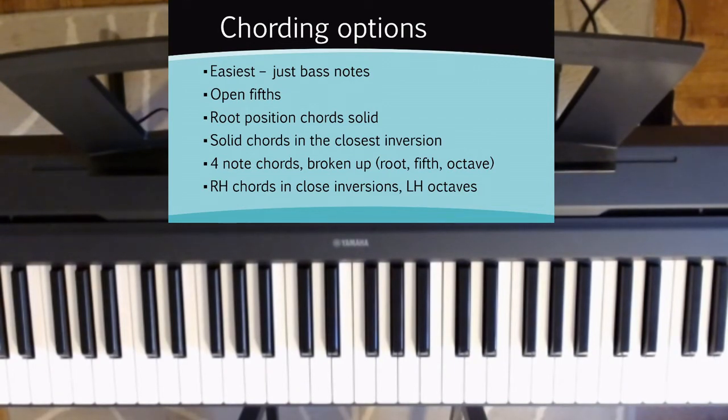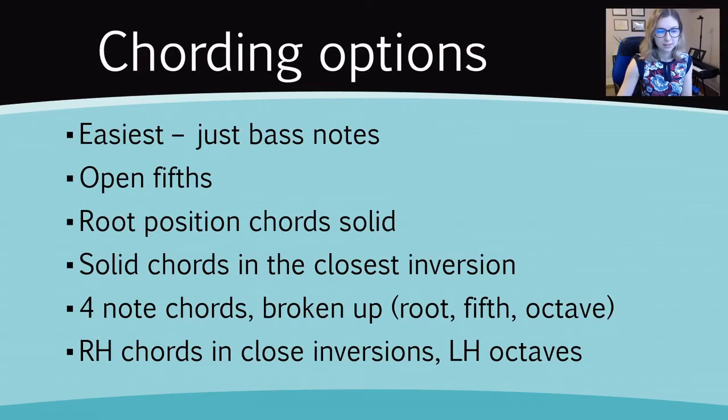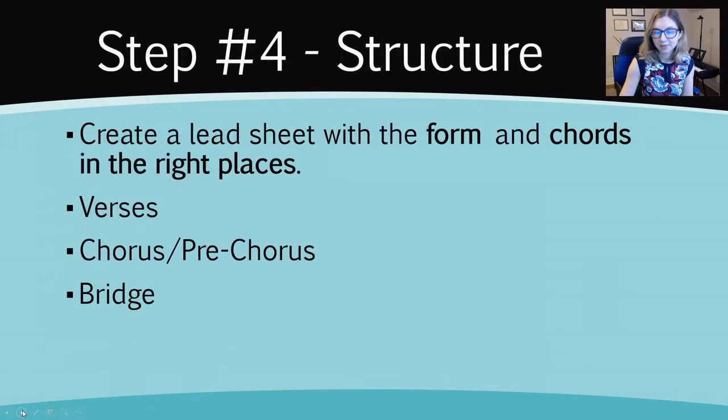All right, so once they've played around with the chords a little bit, the next step is to look at the structure. So we're going to actually start creating a lead sheet with the form and the chords in the right places. This takes the guitar tab lyric sheet to the next level, because now we're going to see how each chord has a certain number of beats to it, and there's going to be a space left for our melody to fill in. Also, the student will have to be aware of where the verses are, what the chorus is, maybe there's a pre-chorus, and the bridge, which is usually a little bit different.